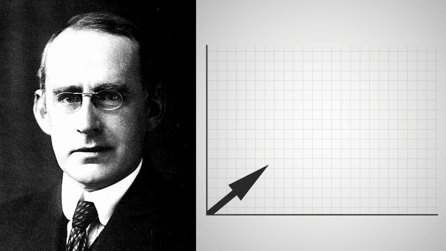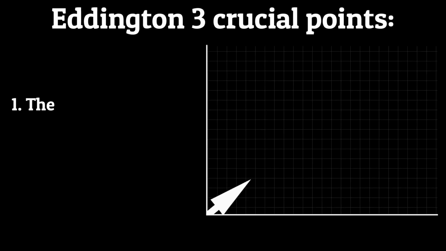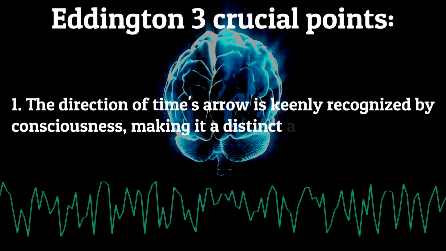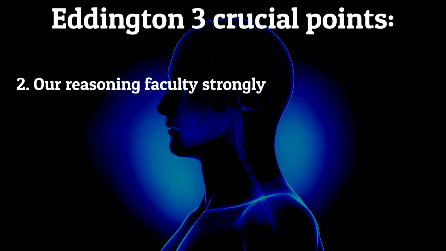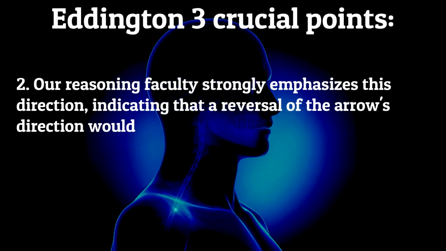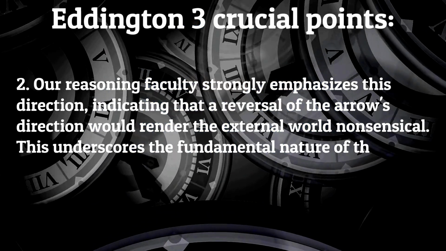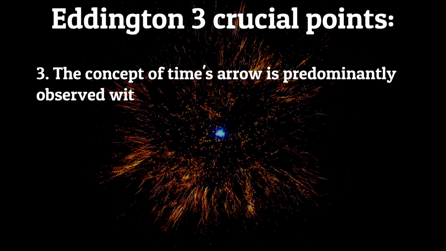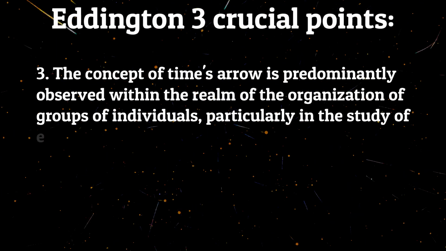Eddington then proceeds to highlight three crucial points about this arrow of time. The direction of time's arrow is keenly recognized by consciousness, making it a distinct and noticeable aspect of our perception of time. Our reasoning faculty strongly emphasizes this direction, indicating that a reversal of the arrow's direction would render the external world nonsensical. This underscores the fundamental nature of the asymmetry of time. The concept of time's arrow is predominantly observed within the realm of the organization of groups of individuals, particularly in the study of entropy.